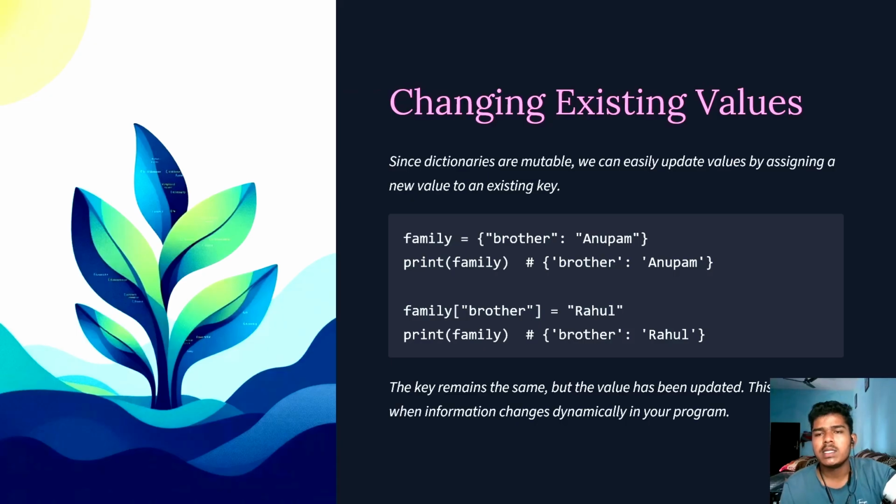Okay. Changing existing values. Since dictionaries are mutable, we can change them. We can easily update values by assigning a new value to an existing key. Family is equal to curly braces brother Anupam. Print family brother, Anupam. Then we assign brother Rahul. Print family brother colon Rahul. Okay.